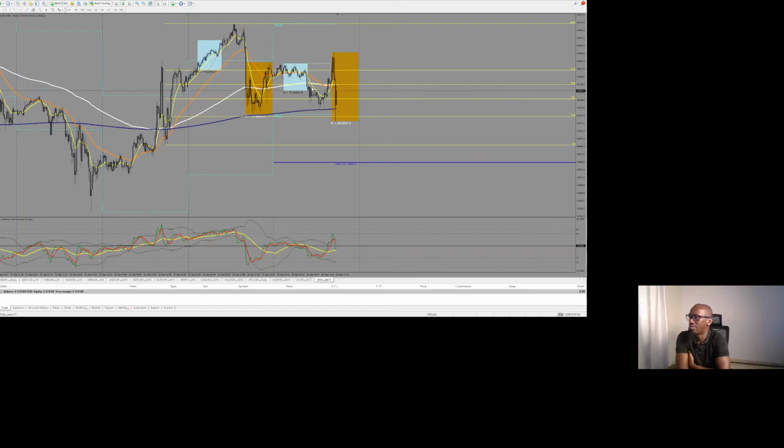Having taken quick profits, our work right now is just to observe what price is doing, so that if price confirms that it's done a sell side liquidity sweep, and if this move proves to be a sell side liquidity sweep, then we will be looking to go in and take a long position trade.